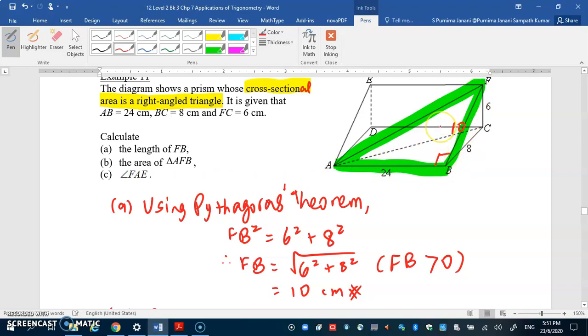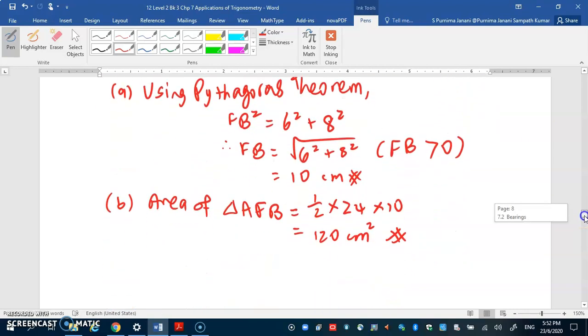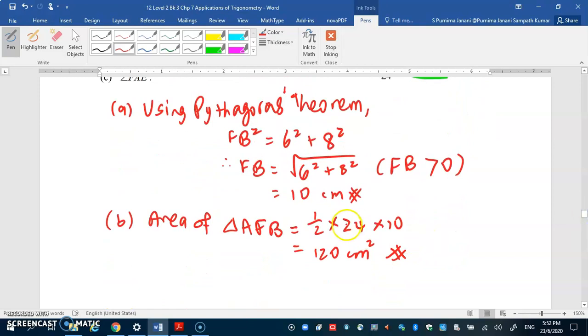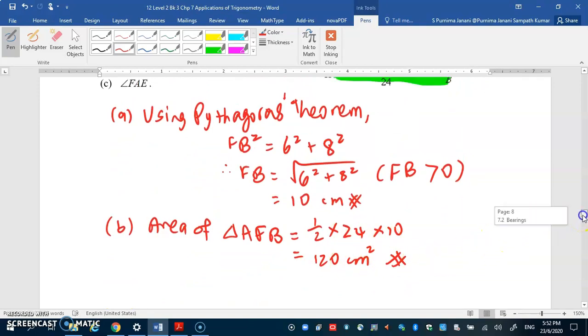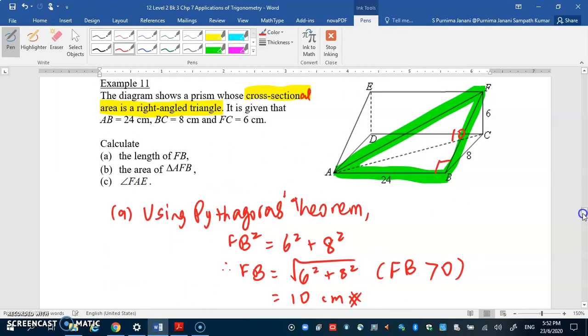FB is 10, right? So we can just do half times base times height to find the area of triangle AFB. So you get a very nice number, half times 24 times 10, you will get 120 cm square straight away. Okay, you just have to visualize that it's a right angle triangle. Okay, the last question is find angle FAE. FAE is over here. FAE is this one over here.